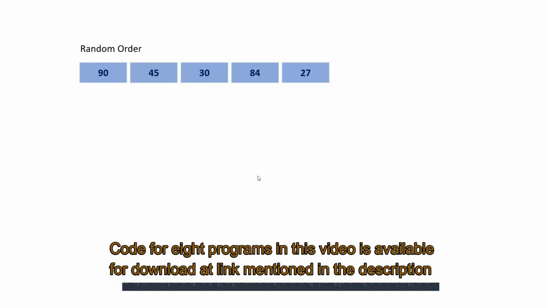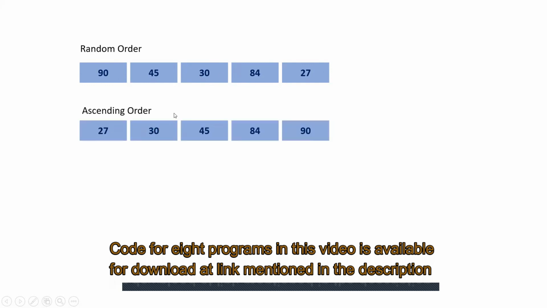Suppose this is my array of elements. By now we know an array is an ordered collection of items of the same data type. So this will be my array of integers, which has 5 elements in it, and this is in random order right now, in no particular order. If we were to arrange these items in ascending order, how would they be? Ascending means small to big. So the smallest element, 27, would be first, followed by 30, then 45, 84, and 90.